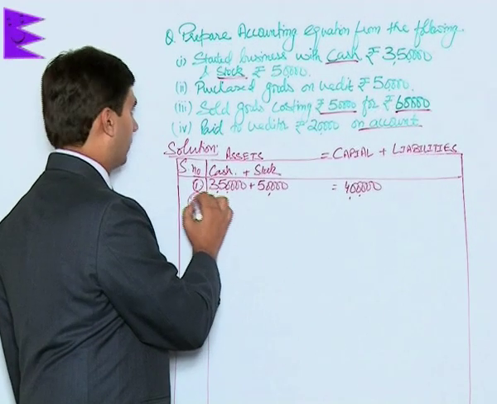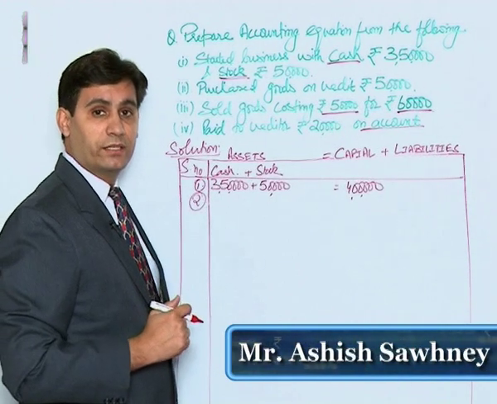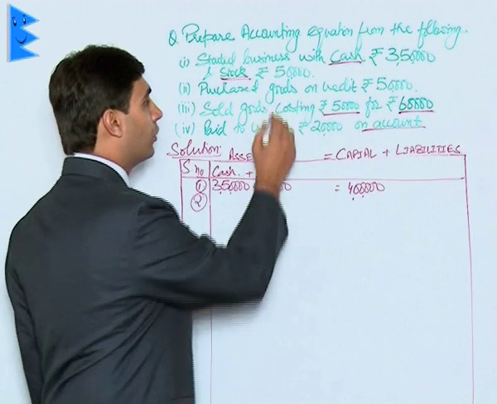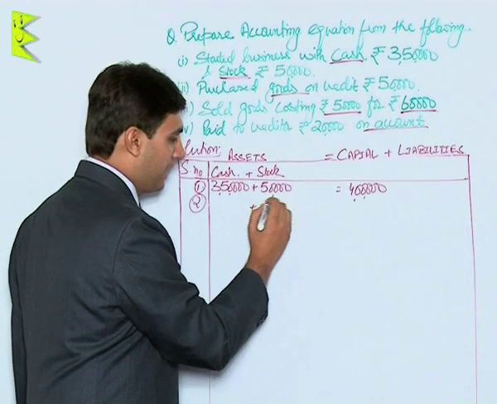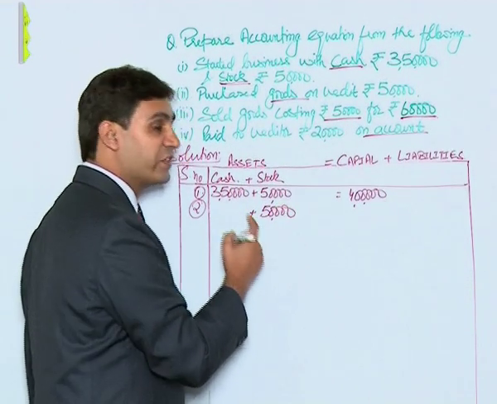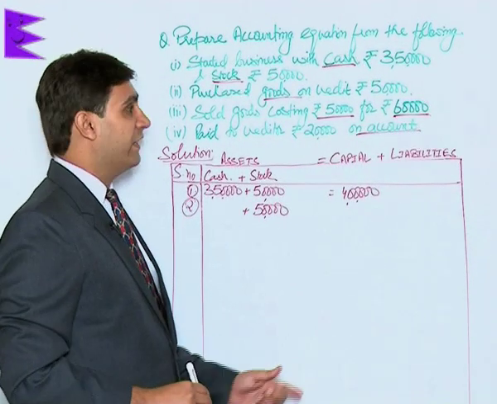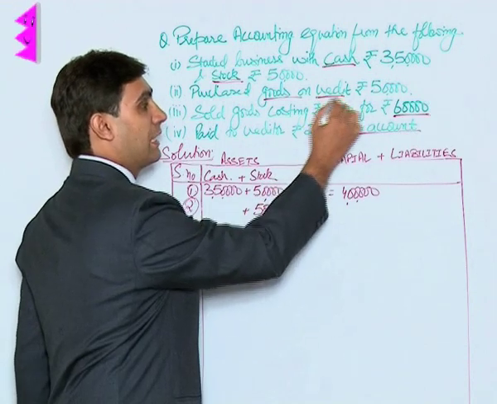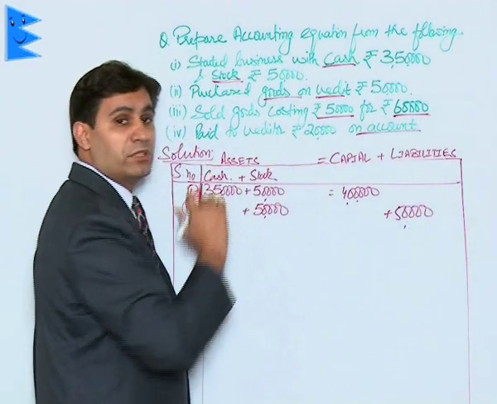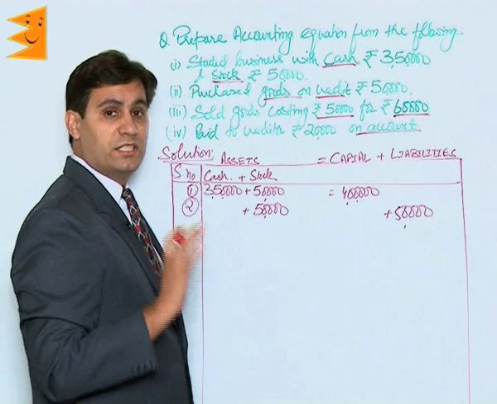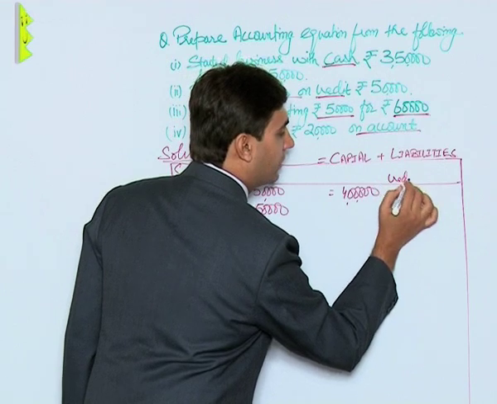Coming to the second transaction, purchase goods on credit. Now since we have purchased goods on credit, that means the business is getting goods worth rupees 50,000. Goods are our assets and they should be added to the stock. So the first effect is to add the value of goods that we have purchased to stock. The second effect is that we have purchased them on credit. That means we now have a liability of rupees 50,000. Since we have not yet paid, it would be our liability and it should be written under the column of creditors.